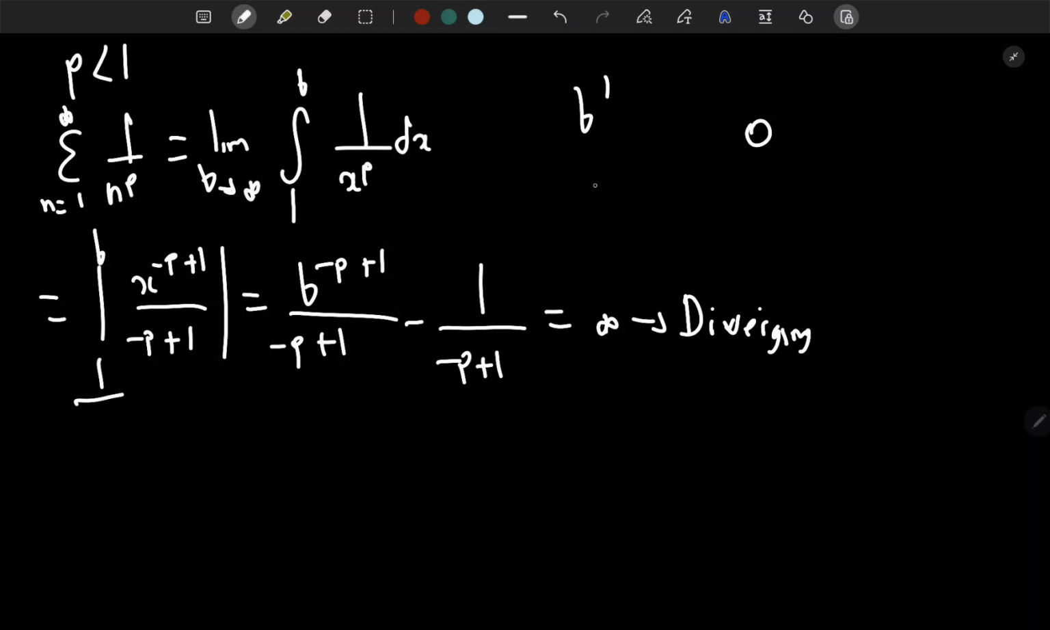So even 0.9 is going to be negative 0.9 plus 1, which is 0.1. Now infinity to the power of 0.1 is still infinity, right? You can type a very large number to the power of 0.1, it will still give you a very large number here. So again, the same thing, and it will be diverging. So now let's move on to more complex or difficult questions.